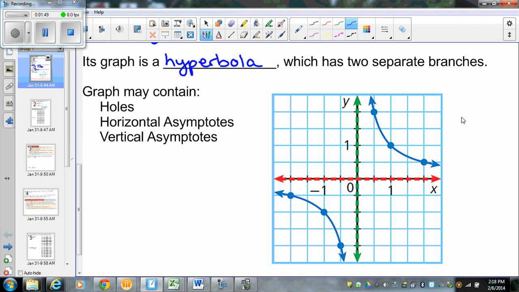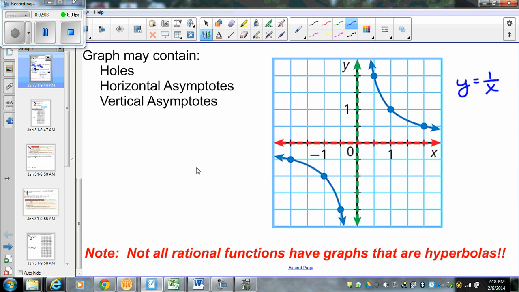This graph right here is the graph of y equals 1 over x. So you will see that it has 2 separate branches that are parabolic. It happens to have a horizontal asymptote at y equals 0 and a vertical asymptote at x equals 0. It does not have any holes. So once again, not all rational functions are going to have graphs that look like this, that have the 2 separate branches. They may have 3 separate branches, they may only have 1, they may look like a straight line but have a hole in them. So do not assume that all rational functions look like this. But the most basic of all rational functions, y equals 1 over x, does look like this.